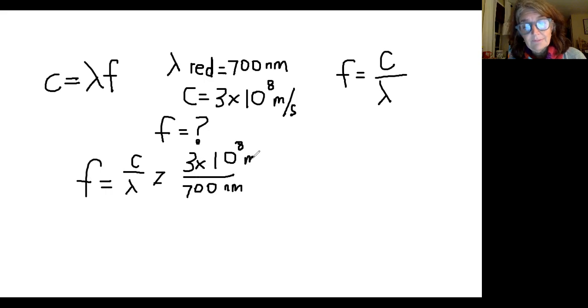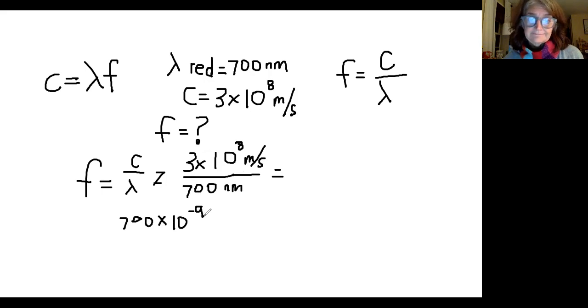Now, here's where the problem comes in. Up above, we're dealing in meters. Down below, we're dealing in nanometers. So what we're going to have to do is convert nanometers to meters. And the way that we do that is to know that nanometers means times 10 to the minus 9. Okay?